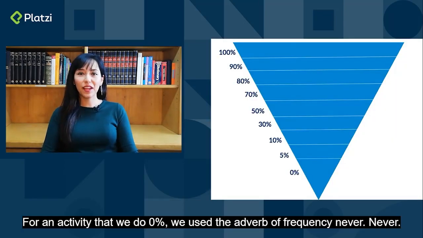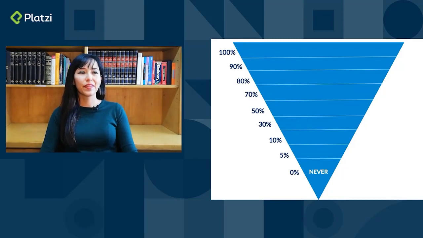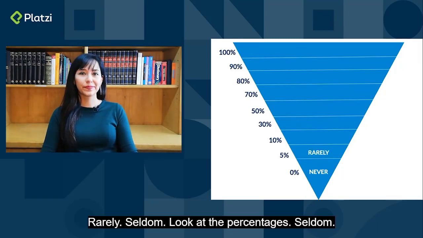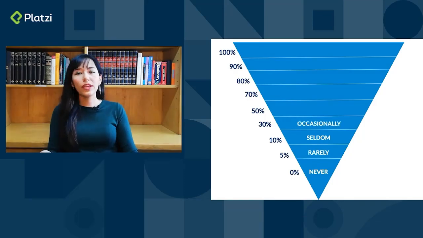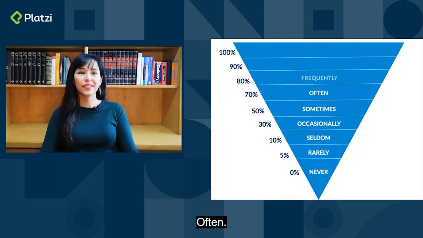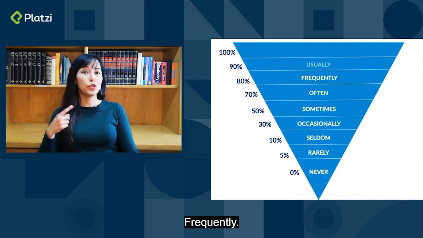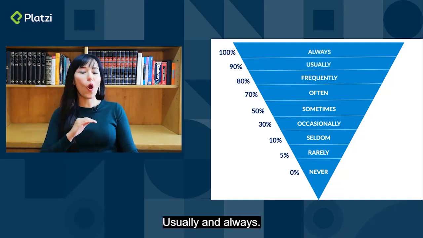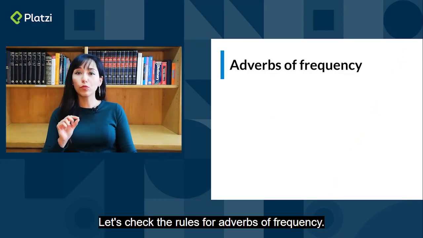For an activity that we do 0%, we use the adverb of frequency never. Rarely, seldom. Look at the percentages. Occasionally, sometimes, often, frequently, usually, and always. Let's check the rules for adverbs of frequency.